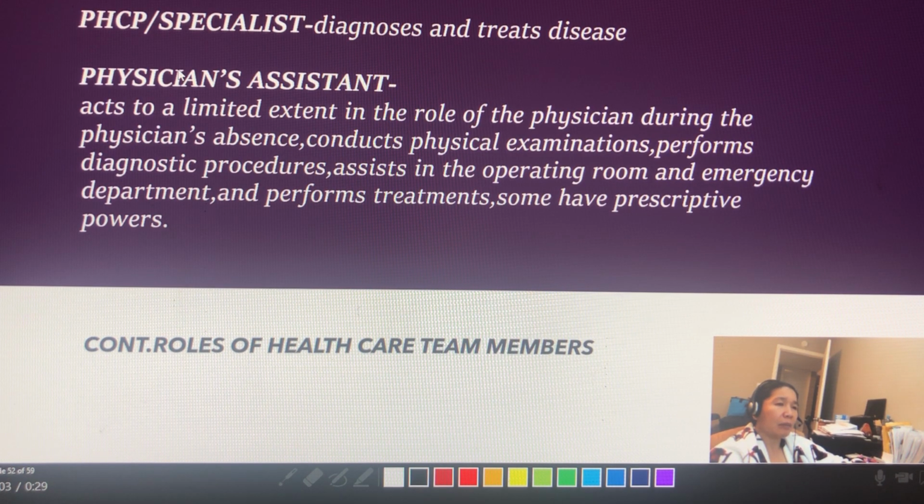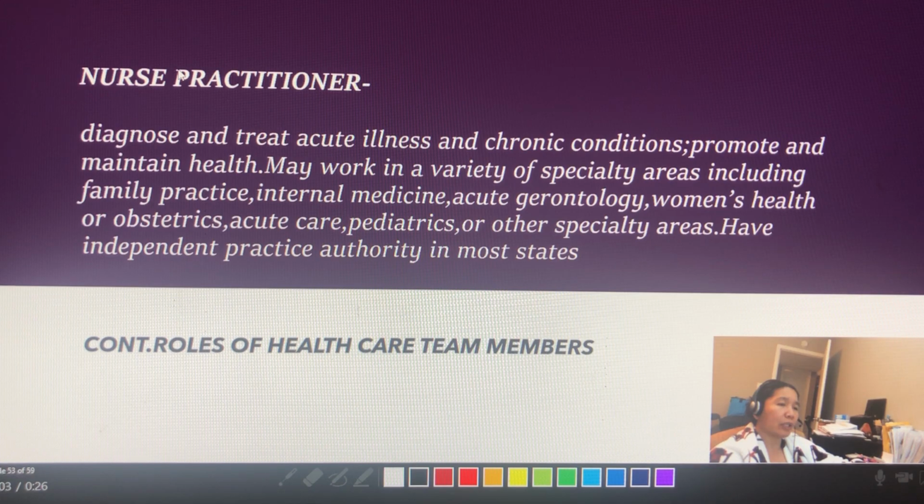Primary healthcare provider or specialist diagnoses and treats disease. Physician's assistant acts to a limited extent in the role of the physician during the physician's absence, conducts physical examinations, performs diagnostic procedures, assists in the operating room and emergency department, and performs treatments. Some have prescriptive powers. Nurse practitioner diagnoses and treats acute illness and chronic conditions, promotes and maintains health, may work in a variety of specialty areas including family practice, internal medicine, acute gerontology, women's health or obstetrics, acute care, pediatrics, or other specialty areas, and has independent practice authority in most states.